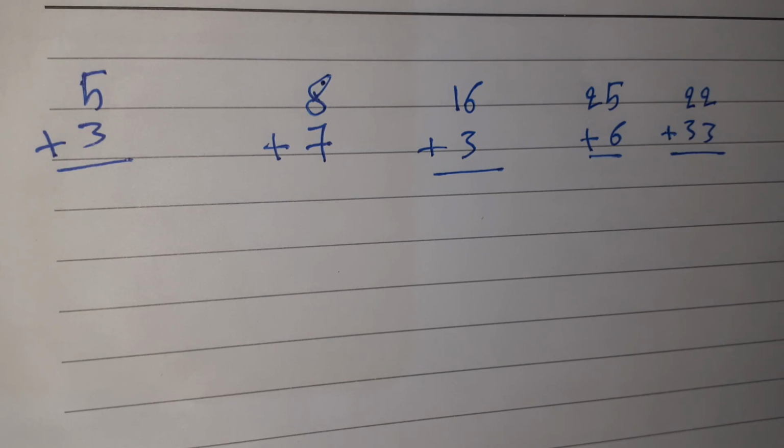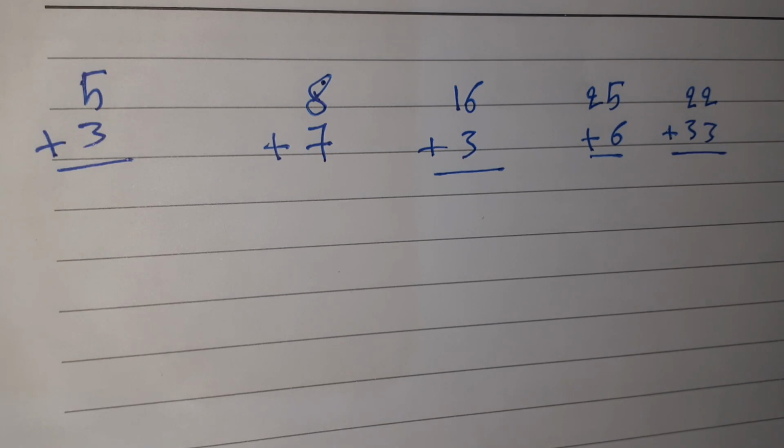We must place the ones under ones, the tens under tens, the hundreds under hundreds, and the thousands under thousands, and so on. And we must add ones with ones, tens with tens, hundreds with hundreds, thousands with thousands. To add numbers, we use the column format.